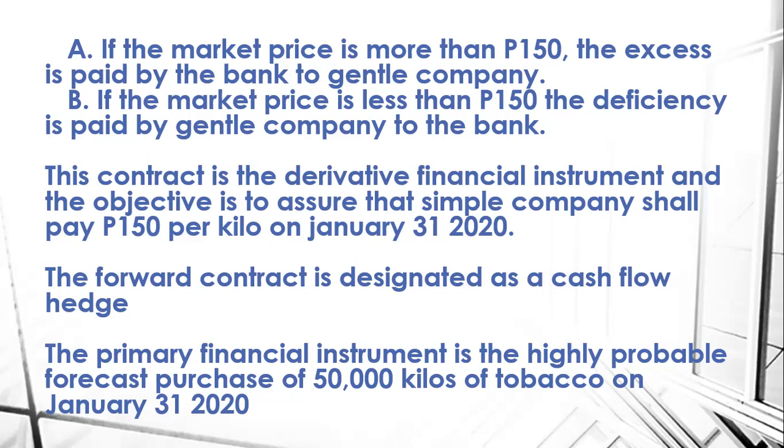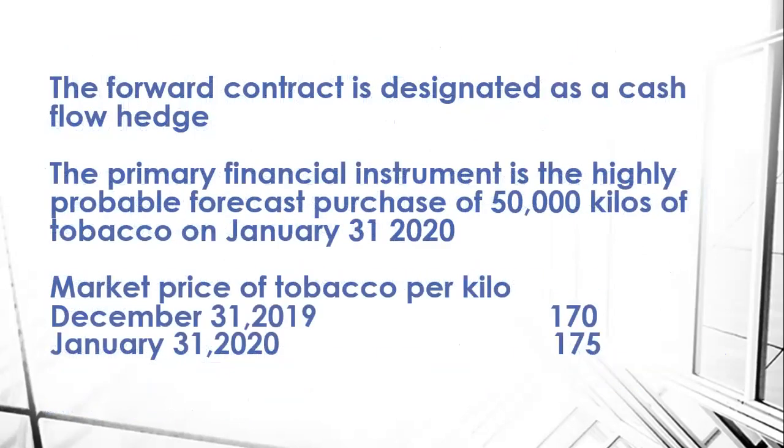2020. The forward contract is designated as a cash flow hedge. The primary financial instrument is the highly probable forecast purchase of 50,000 kilos of tobacco on January 31, 2020. So the forward contract is designated as a cash flow hedge.